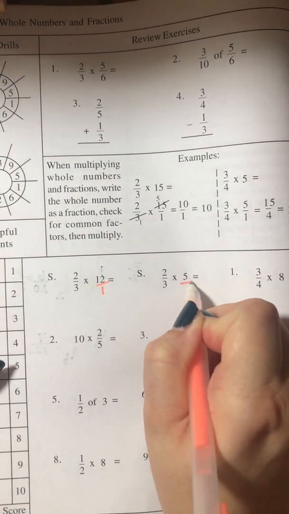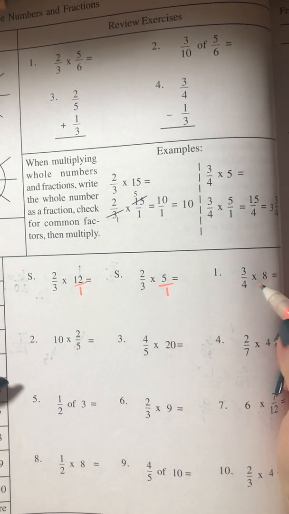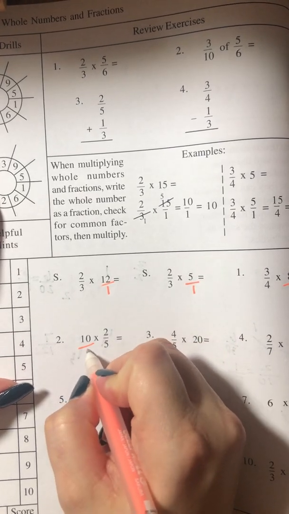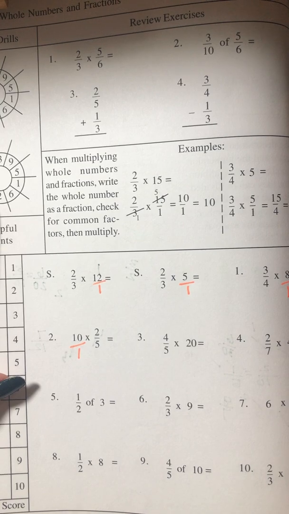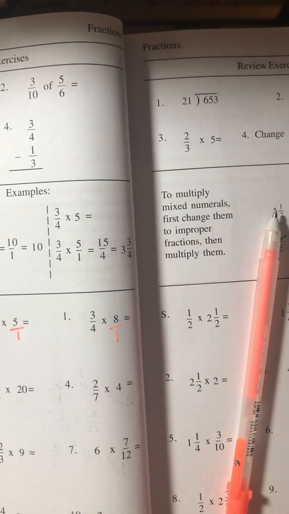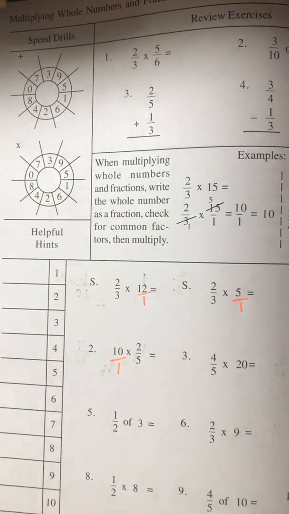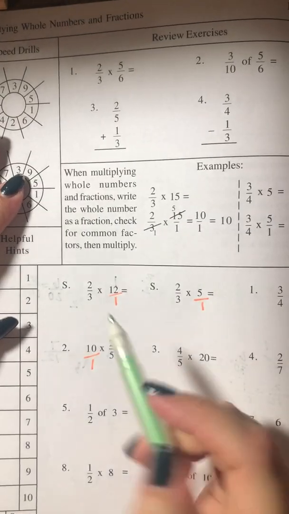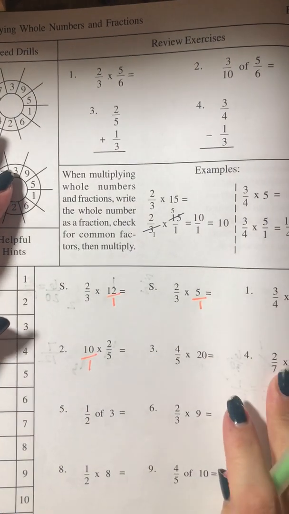So you just have to put a 1. What I would do is just find all the whole numbers on your entire page and just put a 1 under them. And it's as simple as that for your first step. Then you would find common factors if they exist, just like we've been doing, and then multiply. So in this first sample question, we end up having 2 over 3 times 12 over 1.